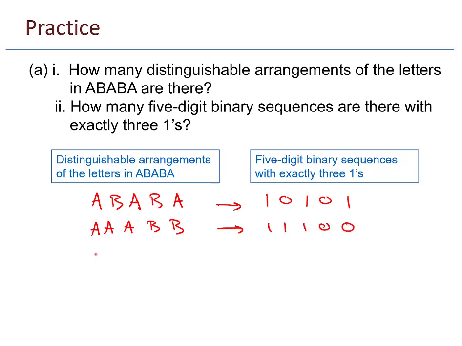All right, and if I just pick a random arrangement of zeros and ones, as long as it has 3 ones, say 0, 0, 1, 1, 1, that will correspond to some distinguishable arrangement of A, B, A, B, A. So in this case, B, B, A, A, A. So this function I've created shows me how to turn arrangements of A, B, A, B, A into binary sequences with 3 ones, and it shows me how to reverse the process. So I have a one-to-one correspondence between those two sets, so they must have the same number of elements.